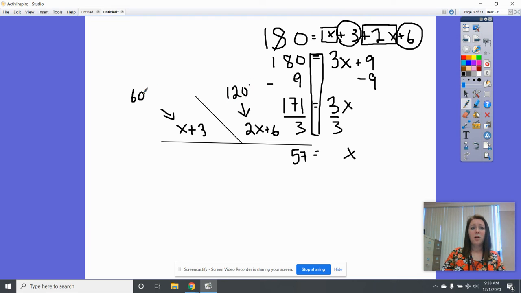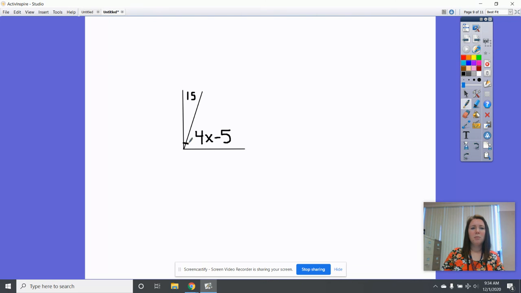And we can check our work. These two should add up to 180 because they are supplementary. They're on a straight line. So 60 plus 120 does equal 180. So to review what we did, we added this expression plus this expression and set them equal to 180. Okay, our next one, these are complementary because they make a corner.